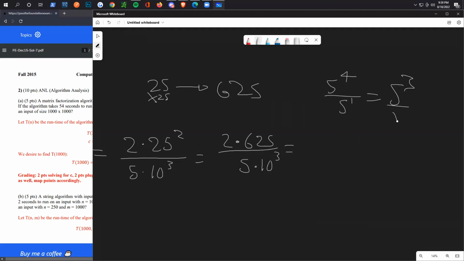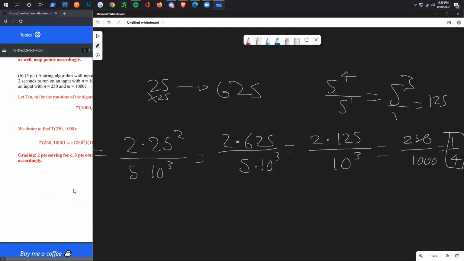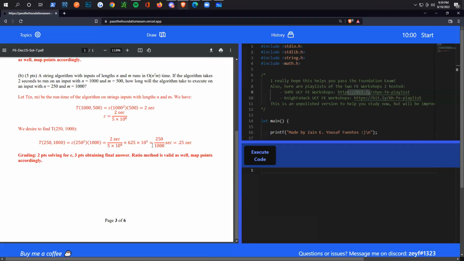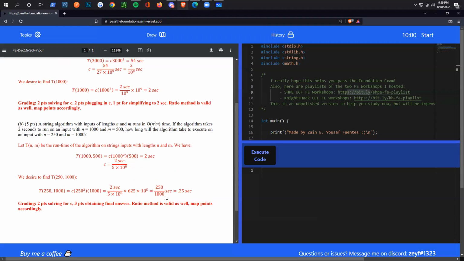So we're going to end up with 5 to the 3, that's 125 up top. So 2 times 125 over 10 to the 3. This is just 250 over 1,000, that's 1/4. So this should be the proper final answer. Yeah, there we go. They ended up with the same thing right here.